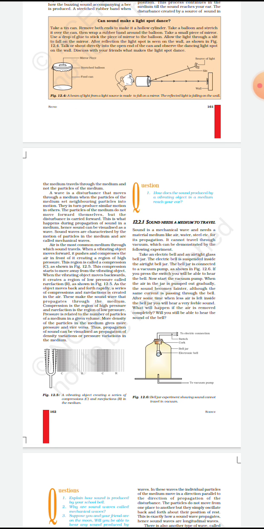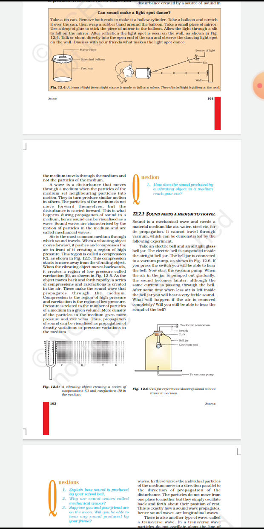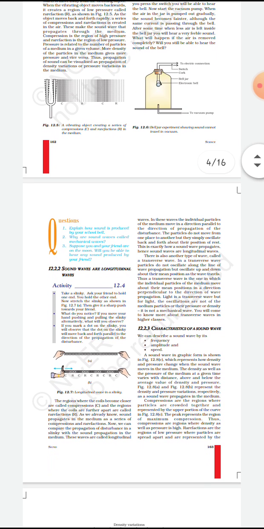We can demonstrate this. In this experiment they have taken an electric bell, a bell jar, a cork, a switch, and two electric connections. The current is passing through the bell jar and the electric bell, and after some time, when less air is left inside the bell jar, you will hear less sound. When there is no air, there is vacuum, and we can't hear any sound. But when you let a little bit of air into it, you hear a little bit of sound.